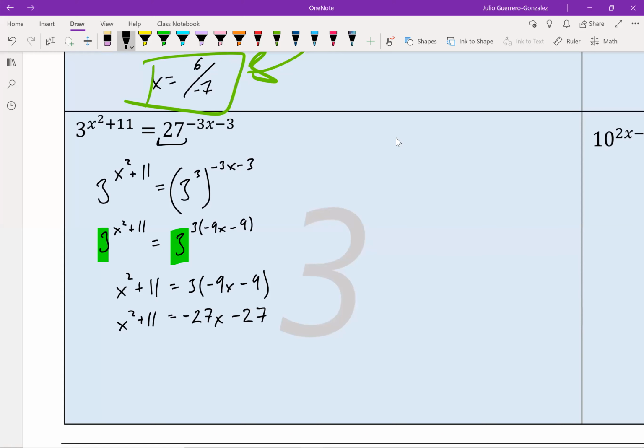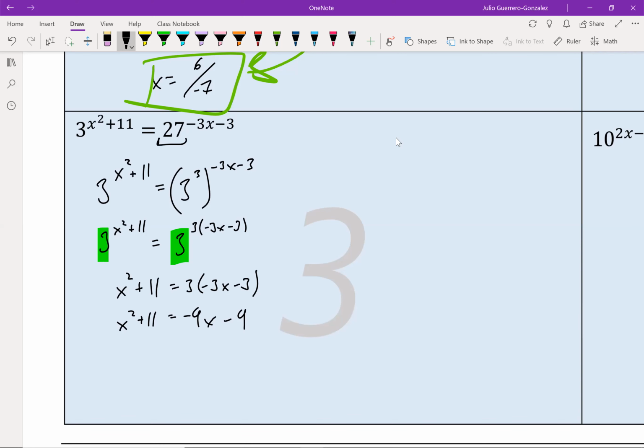Oh, wait. I screwed that up, didn't I? Look at what I did. Minus 3x minus 3. I accidentally already did the math for it. That's my bad. Oh, thank goodness I caught that.